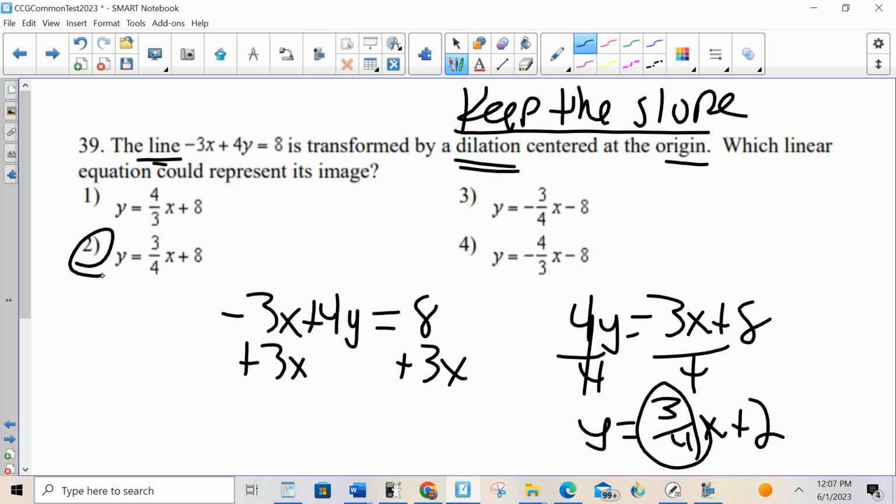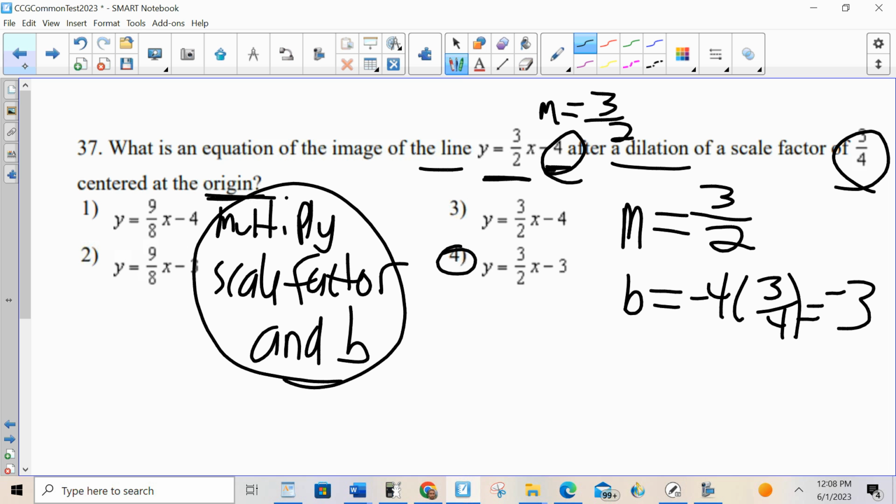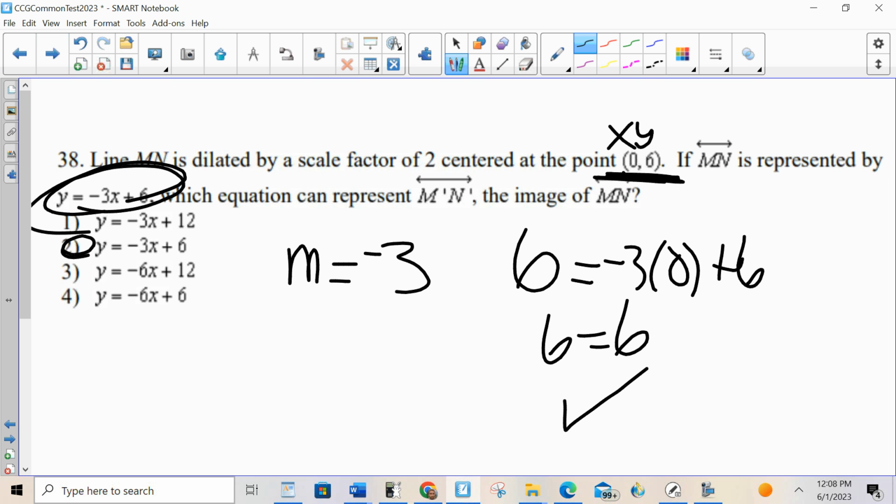It says which linear equation could represent its image. Again, I have no idea what the y-intercept is going to be, but I do know that the slope has to be the same. So line dilations, always parallel, always the same slope. The little cheats: if it's centered at the origin, multiply scale factor in b. And if it's not the origin, this is going to be your answer. However, what you should be doing is substituting the center of dilation into the equation to determine if it's on the line. If it is on the line, same y-intercept, same slope, same equation. And if it's not on the line, they'd have a different y-intercept, but they'd never ask you to write the equation when it had a different y-intercept.